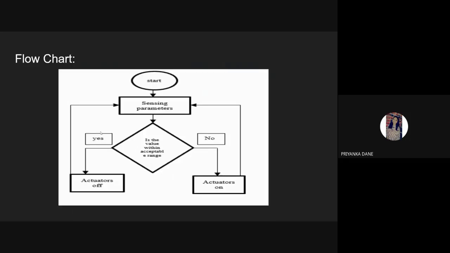This is the flowchart of our system. In this system, we are using many sensors and devices. They will sense some environmental parameters, and if the sensed value is within the acceptable range, then our actuators, which means the devices, will be off. And if the value is not within the acceptable range, then the devices will get on.